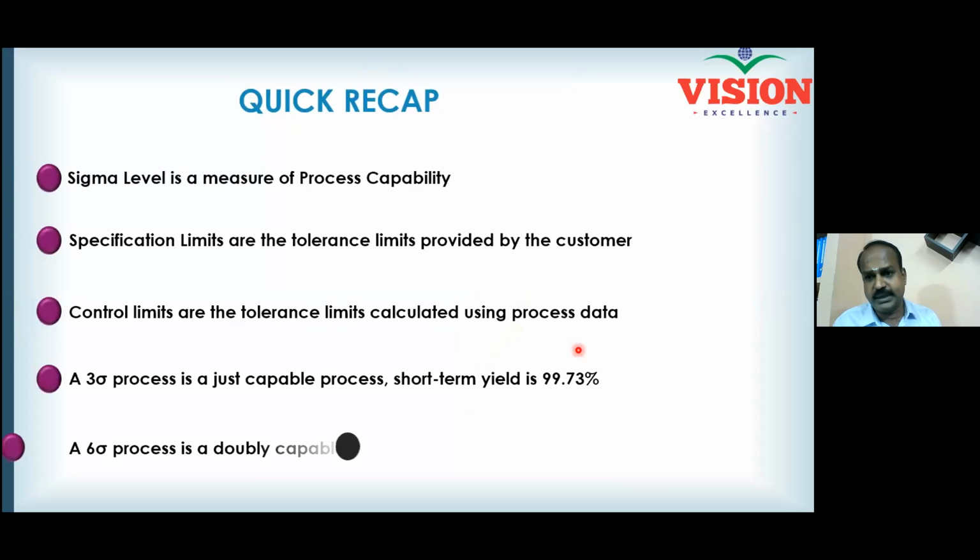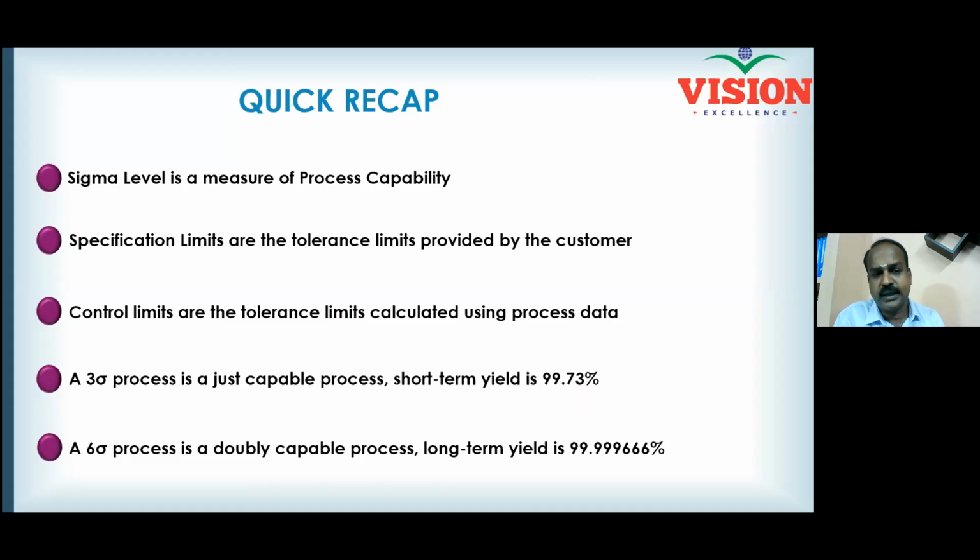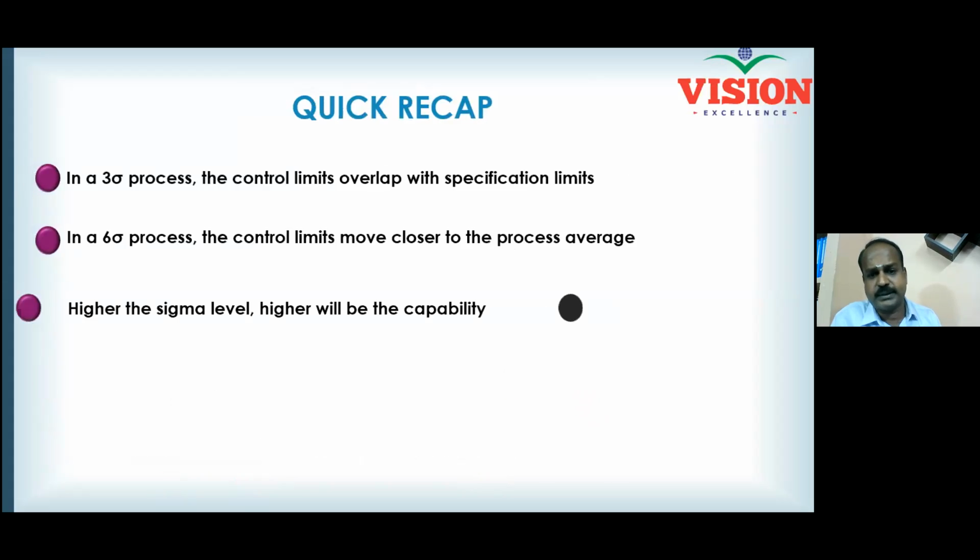So we understood sigma level is a measure of process capability, and specification limits or the tolerance limits are provided by the customer. Control limits are calculated from the process data. A 3 sigma process will have a success rate of 99.73%, which is applicable only for the short term. In the long term, it can drop down to around 75 or 80%. However, a Six Sigma process is a doubly capable process in which the long-term yield is 99.999%, right? Making defects a rare event, making failure a rare event, right?